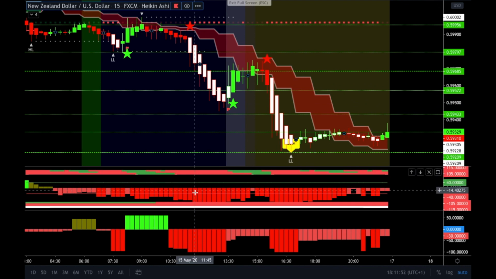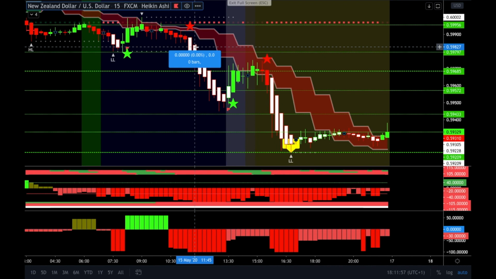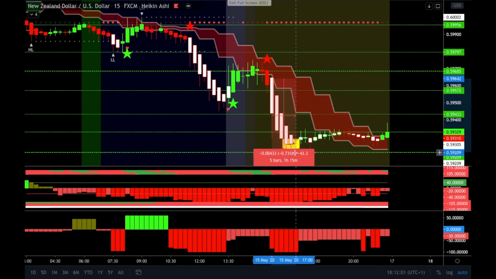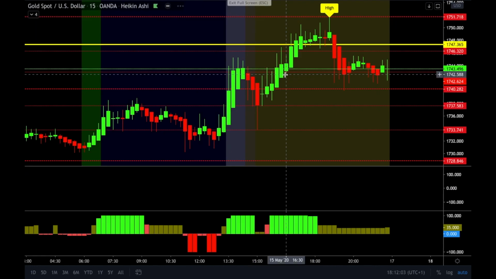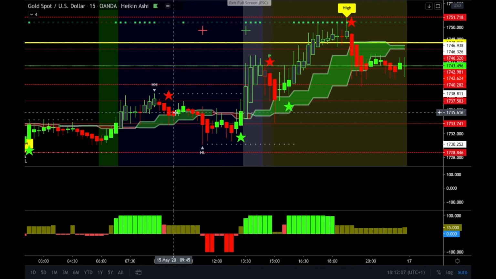Look, 3 time frames in sync. Momentum in sync. Trend in sync. Full sync. Would have got in right here. Would have took those pips. Could have got in here again. Took those pips here. Again. Here, this one, this is gold.